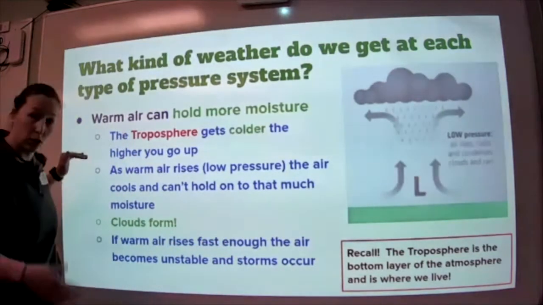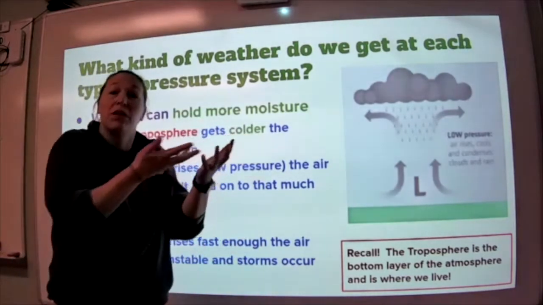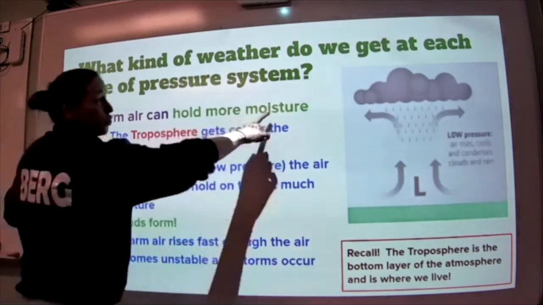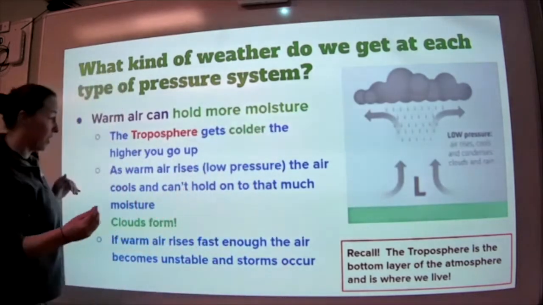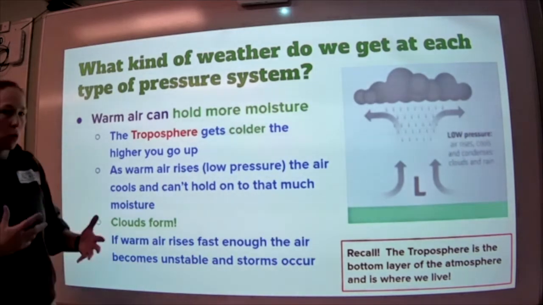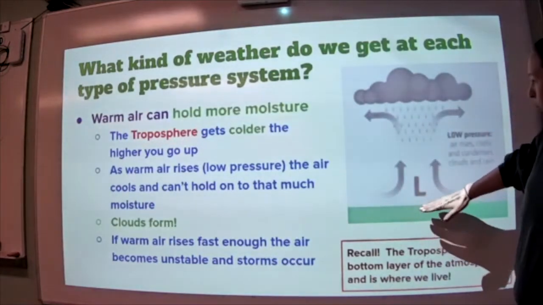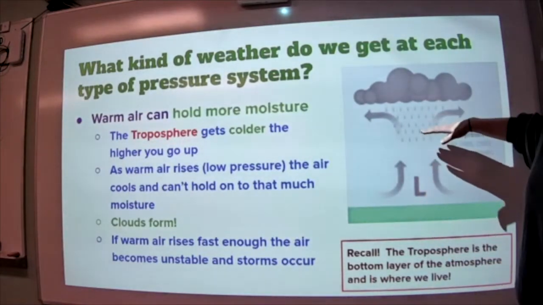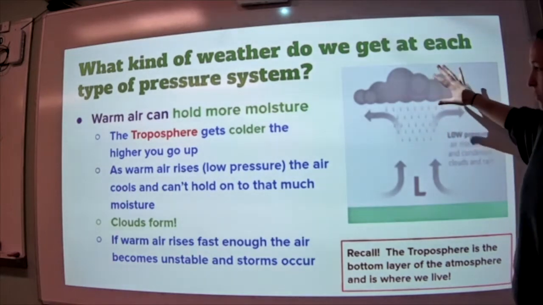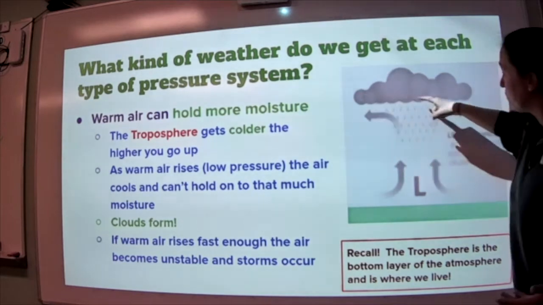Warm air creates low pressure because warm air rises. What do warm things do? They rise because they're less dense. So that warm air, which is super moist, can hold a lot of moisture. As it rises, it cools down and it can't hold on to that much moisture. So we got hot air in this picture over here. It starts to rise. As it hits the colder part of our atmosphere, the atmosphere can't hold that much moisture anymore. And that causes clouds to form.